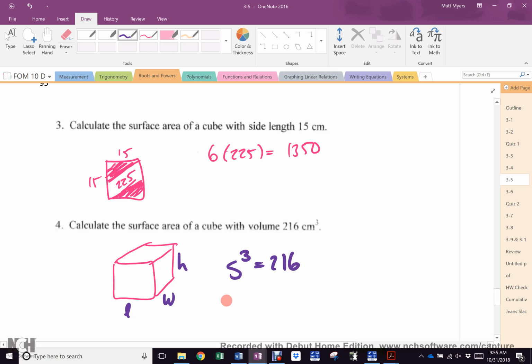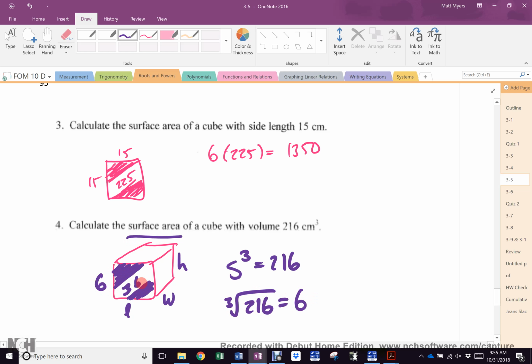Cube root of 216, which is on our list. So what is it? 6. So that means all of these sides are 6. But now I want the surface area. So how big is this face?